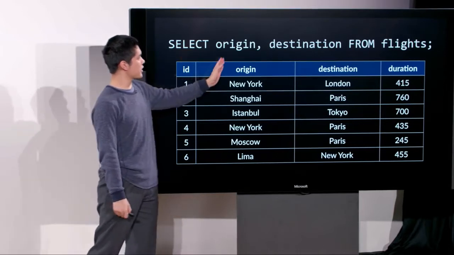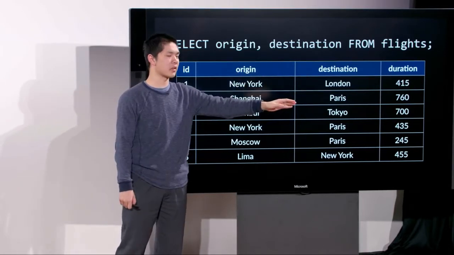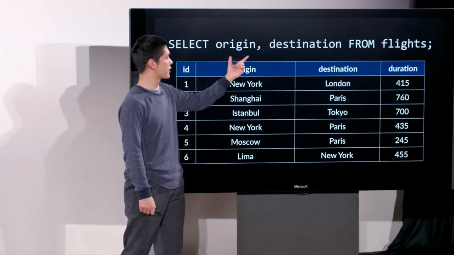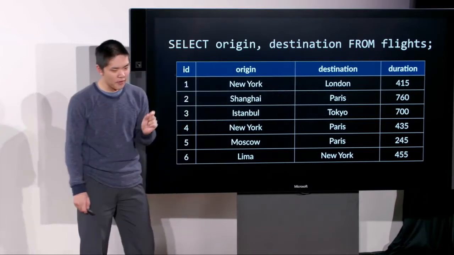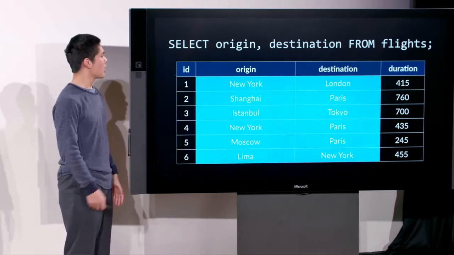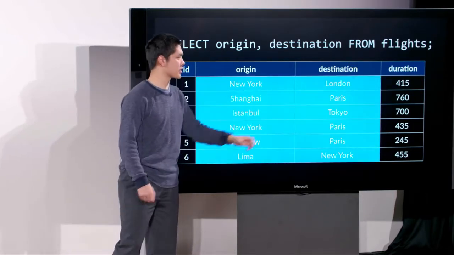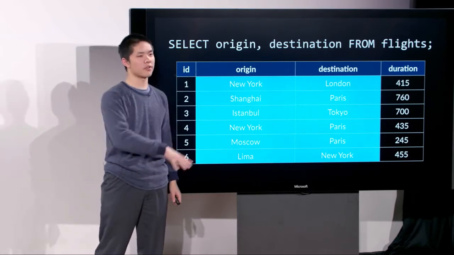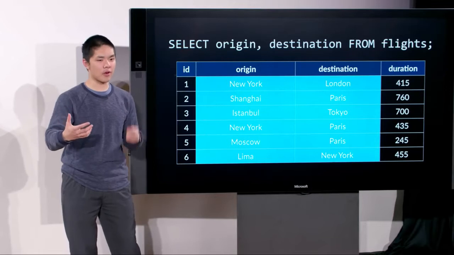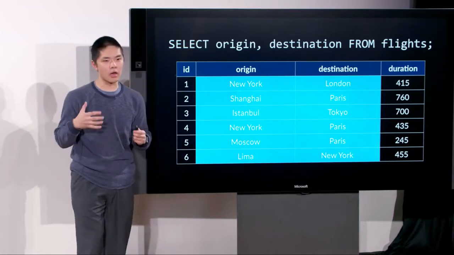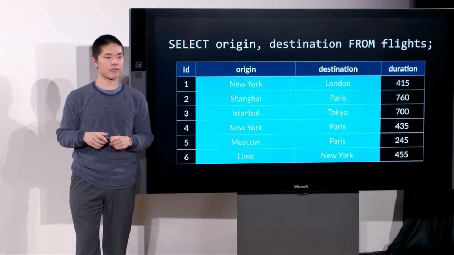Select origin, comma, destination from flights, where I've replaced the star, meaning select everything, with just 2 columns, origin and destination. And so if I were to run that query instead, then the only data that's handed back to me are the contents of the origin and the destination columns. So I don't care about what the ID of the flight is. I don't care how long the flight is. I just care where am I flying from, where am I flying to, and I'll get back that data for all of the flights that are inside of my table.